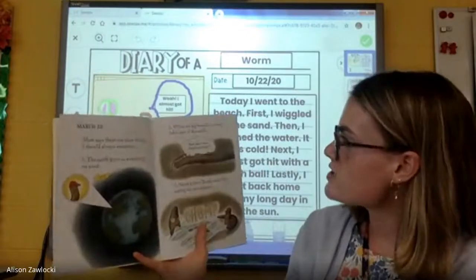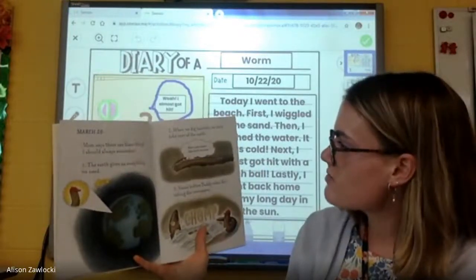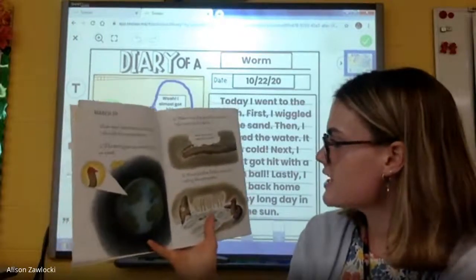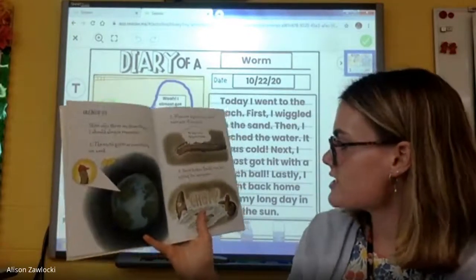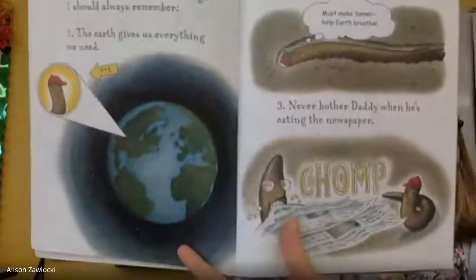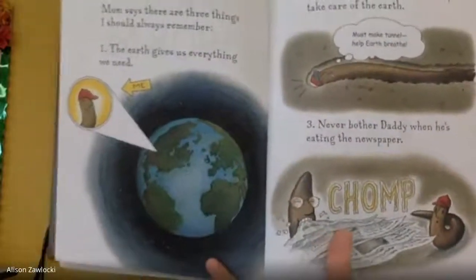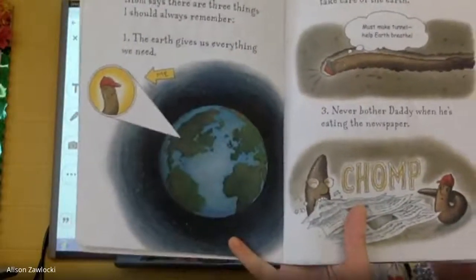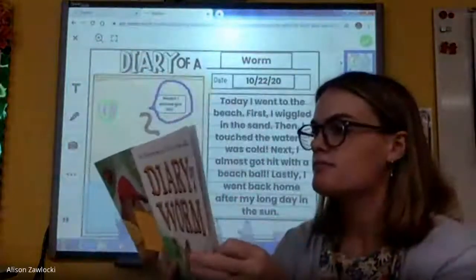When we dig tunnels, we help take care of the earth. Must make tunnel, help earth breathe. Number 3, never bother daddy when he's eating a newspaper. Chomp. So we notice that this story is told from the perspective of a worm. So his diary, we're reading his diary right now.